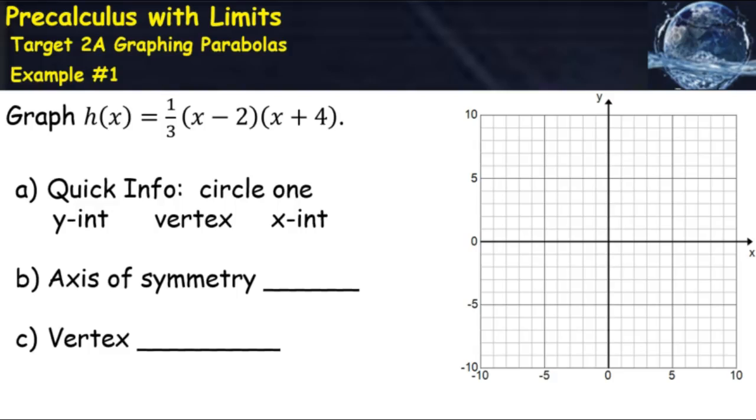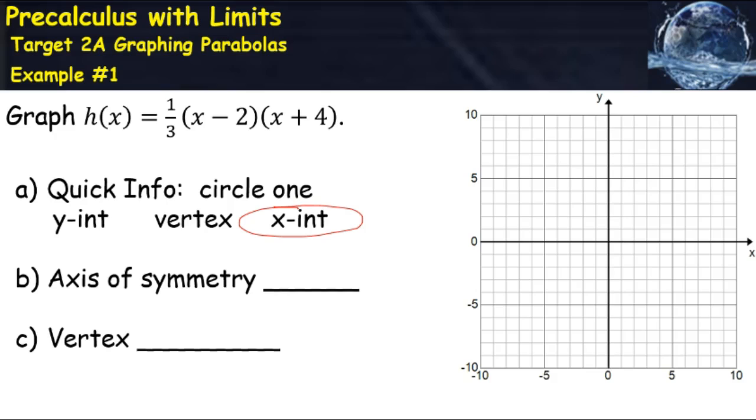Okay, this is target 2A, graphing parabolas, example number 1. So we have this parabola, and first it asks for the quick information. And remember, the quick information is the information that you get just by looking at it really quickly. If you notice, just looking at this, I know that my x-intercepts are 2 and -4. So that's the quick information, just by one glance without doing any work.